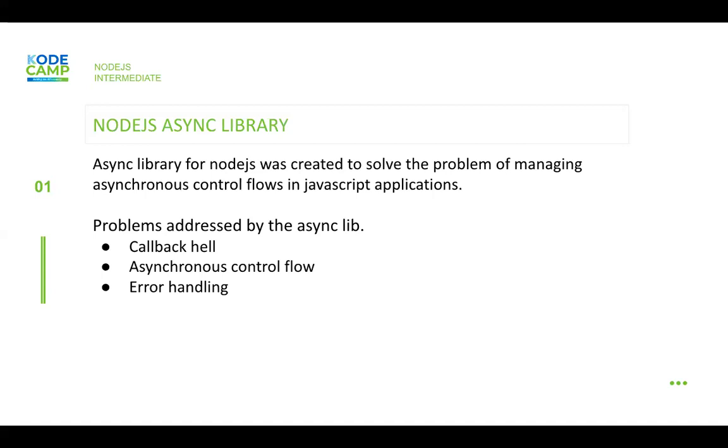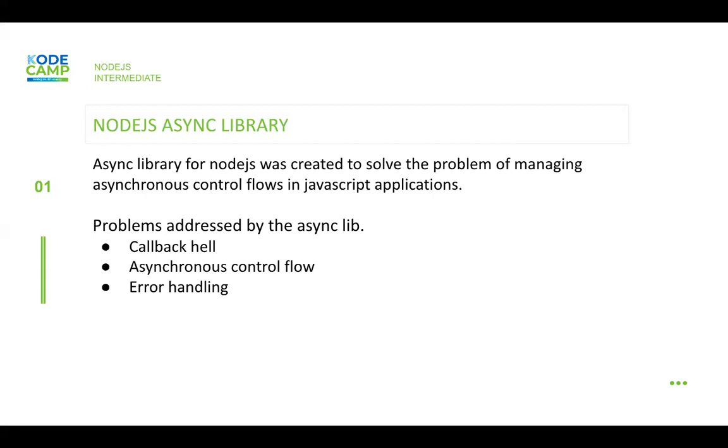So as we all know what callback hell is, most programmers or most software engineers refer to it as the pyramid of doom. It occurs when you have deeply nested callbacks, and it makes code harder to read and maintain, and even to debug, because testing nested functions is not an easy task. So the async library solves this.